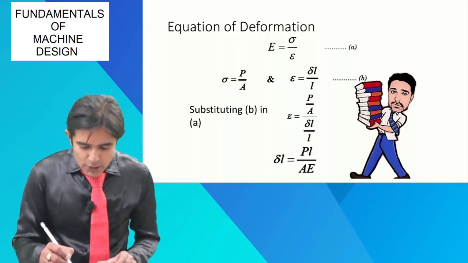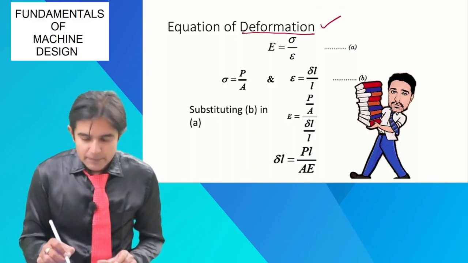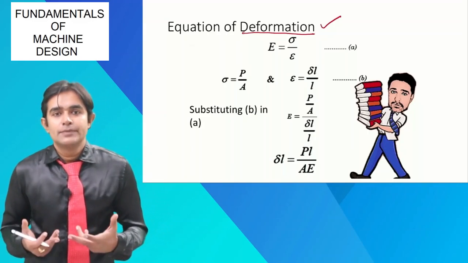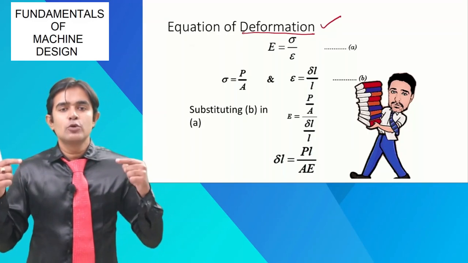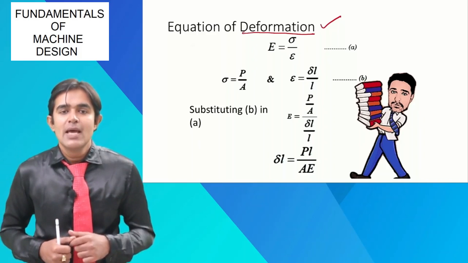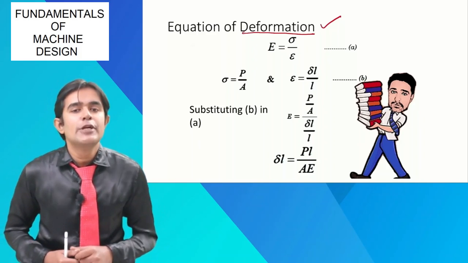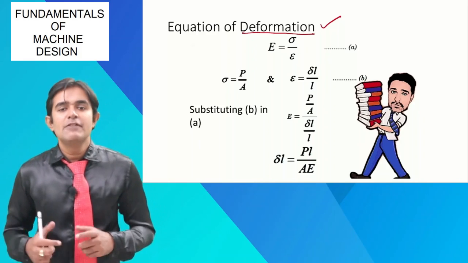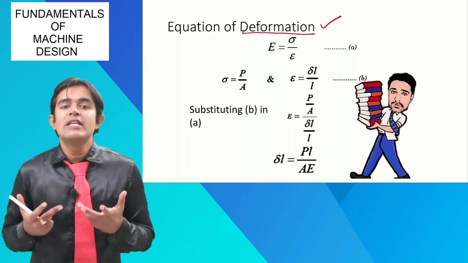Let us go with the equation of deformation. Why? Because like I said, when a part is subjected to two equal and opposite push forces or two equal and opposite pull forces, then a certain amount of deformation is going to take place inside the body. Then we need to find out what is the equation for deformation.